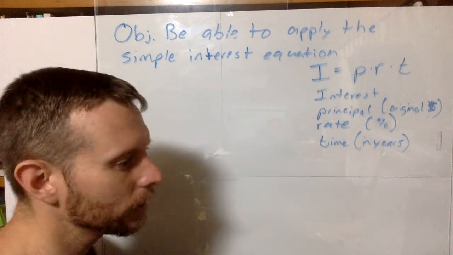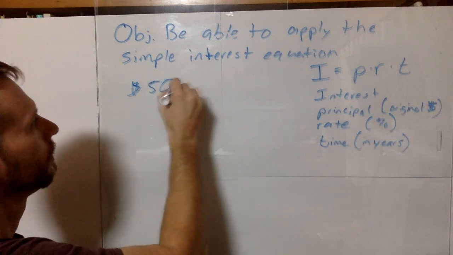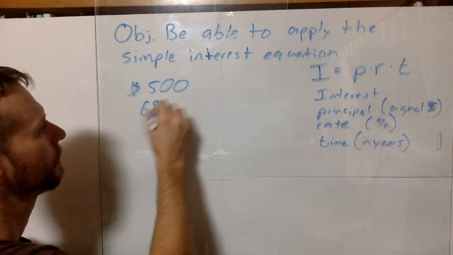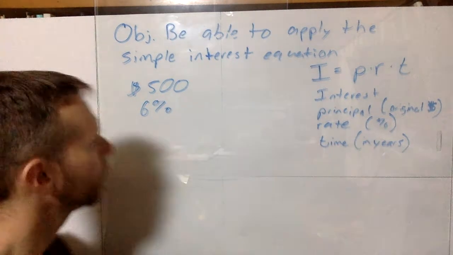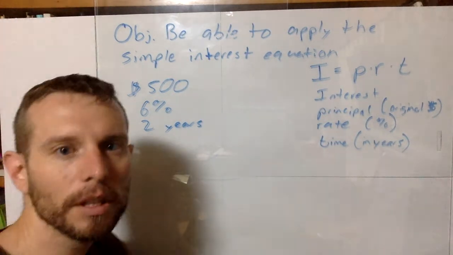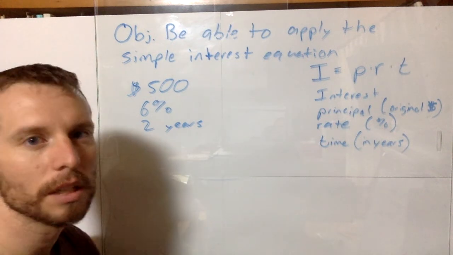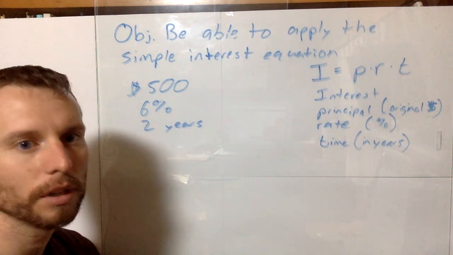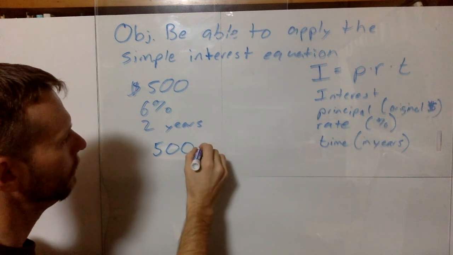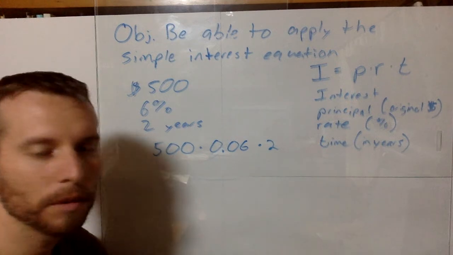Let's do a few examples here. Let's say you're investing $500, that's your principal. You're going to earn a 6% interest rate, and you're investing for 2 years. Well, one thing that you need to do is put the percentage into a decimal. So we know that 6% is 0.06 as a decimal. So we have 500 times 0.06 times 2.